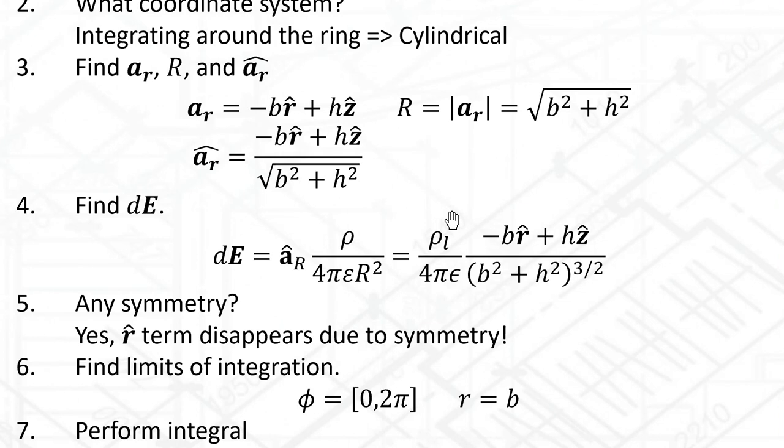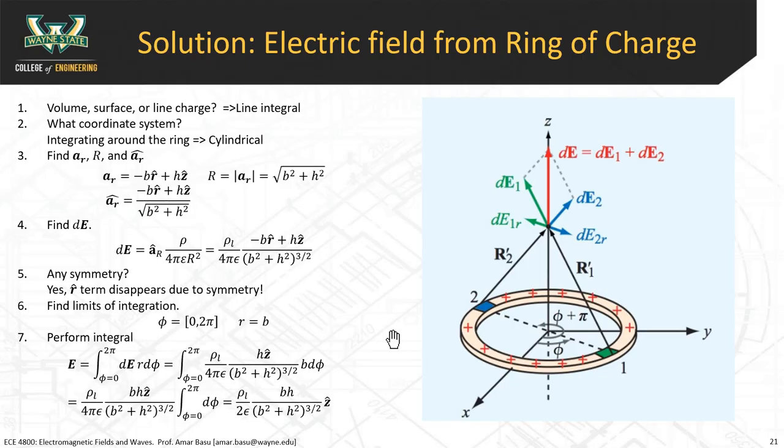So in the case of a linear charge distribution, this rho becomes rho sub L. The 4 pi epsilon is still there. This r squared, we already calculated r, so we just put in b squared plus h squared, since the square root of b squared plus h squared is equal to r. But then we also have to multiply by A sub R hat. So let me write that down: rho sub L over 4 pi epsilon, times A sub R, which is negative b r hat plus h z hat over the square root of b squared plus h squared.